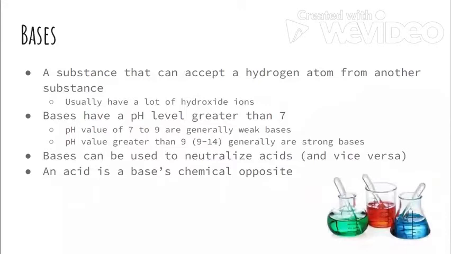Looking at that pH scale we defined on the first slide, a base is going to have a pH level greater than 7. Anything with a pH value of 7 to 9 is generally a weaker base, and a pH value greater than 9, so like 9 to 14, generally is a strong base. Bases can be neutralized by acids, and acids can also be neutralized by bases because they're chemical opposites. Generally, for most reactions to occur, the acid and base present in the experiment are not in equal amounts, and the imbalance between the acid and the base is usually what allows the chemical reaction to occur, whether it's on a small scale or on a larger scale.